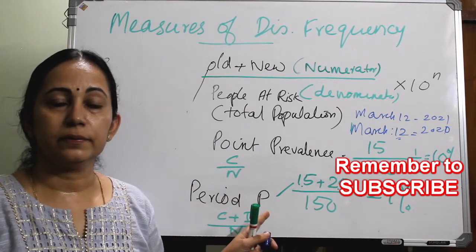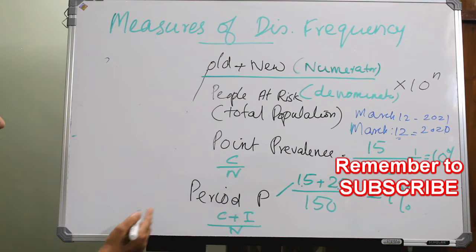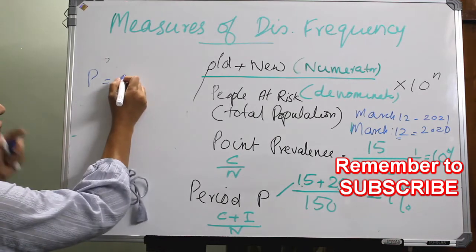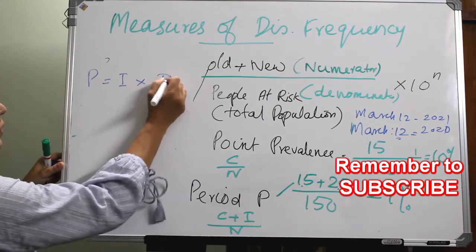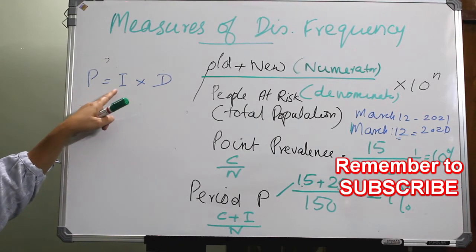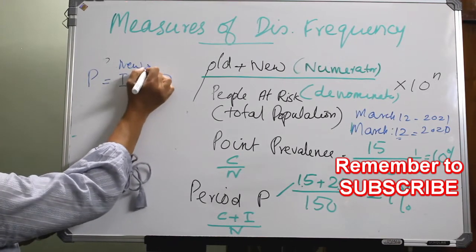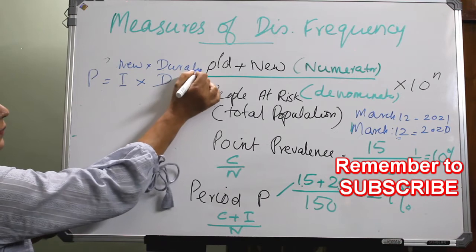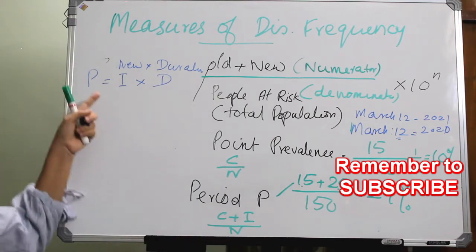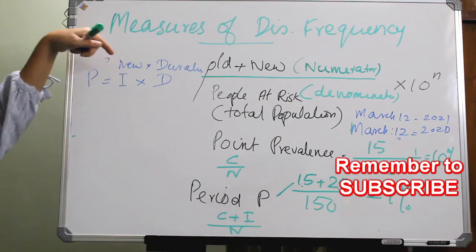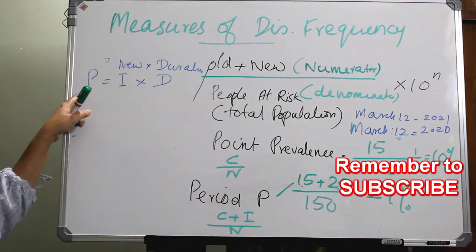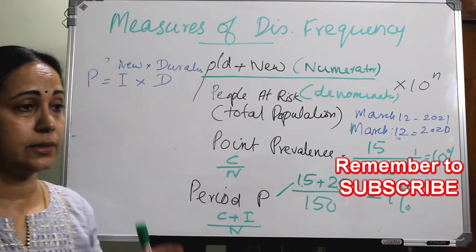And what are the factors which influence prevalence? From this we know that prevalence is new cases multiplied by duration of illness. So if the disease has a very long duration, then the prevalence will increase. A disease with very high infectivity, again prevalence will increase. Diseases with a low cure rate, where it is not getting cured.